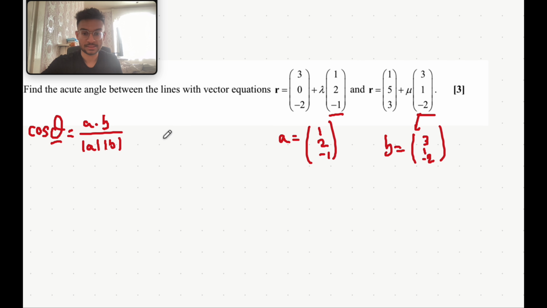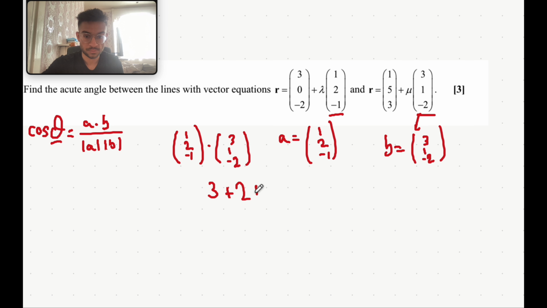So A dot B is the dot product of the two vectors that we just formed. That's (1, 2, minus 1) dotted with (3, 1, minus 2). 1 times 3 is 3, 2 times 1 is 2, minus 1 times minus 2 is positive 2. Adding those together, that'll give you 7, and that's your numerator of the fraction.